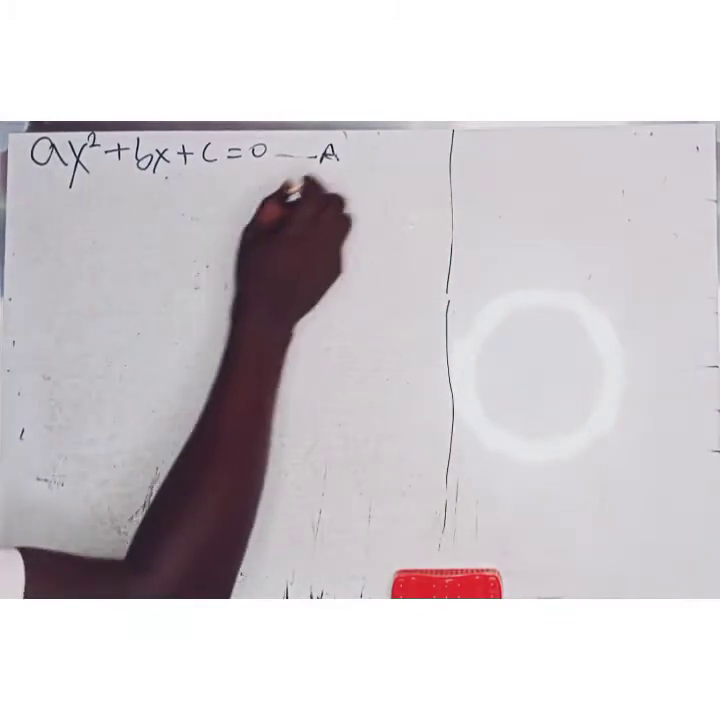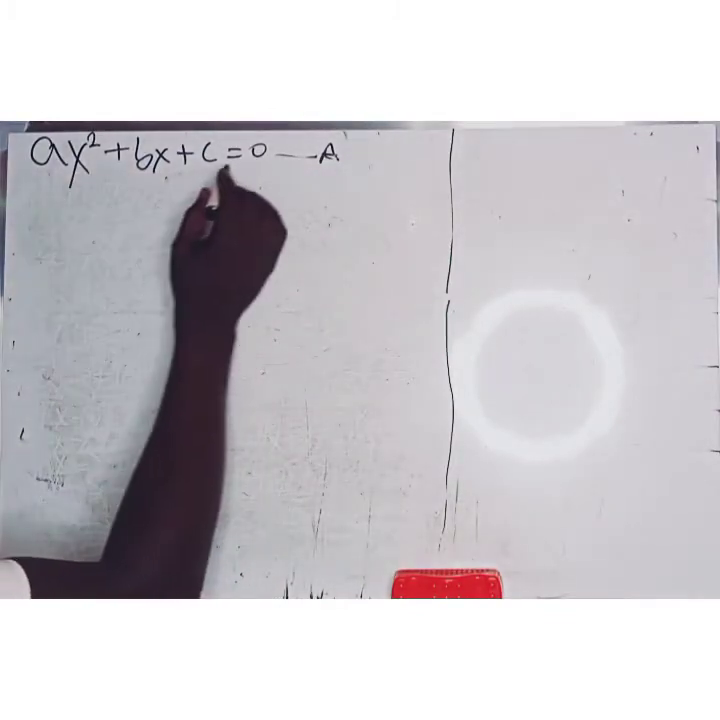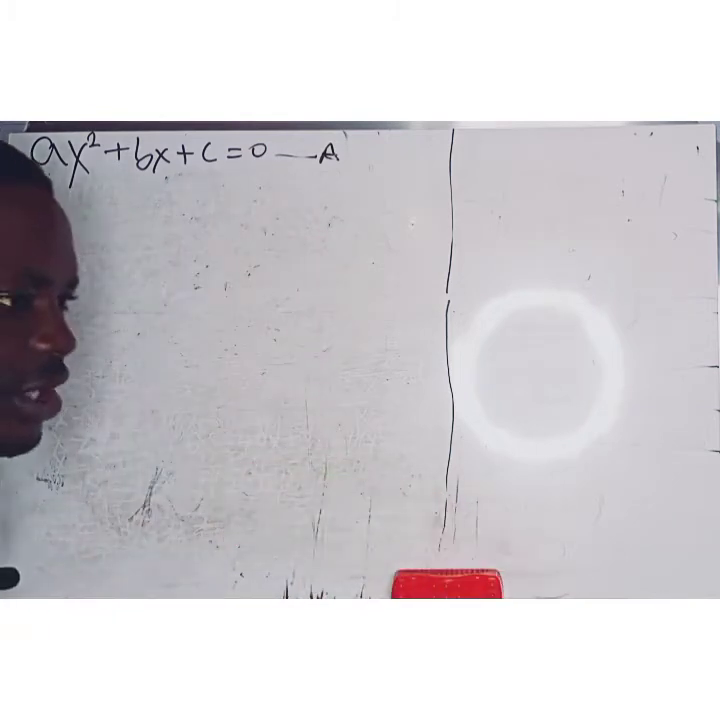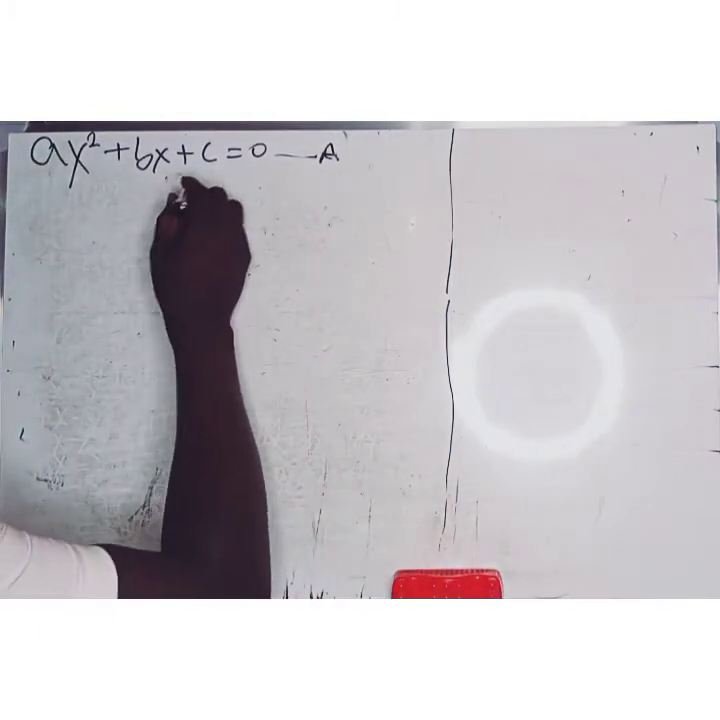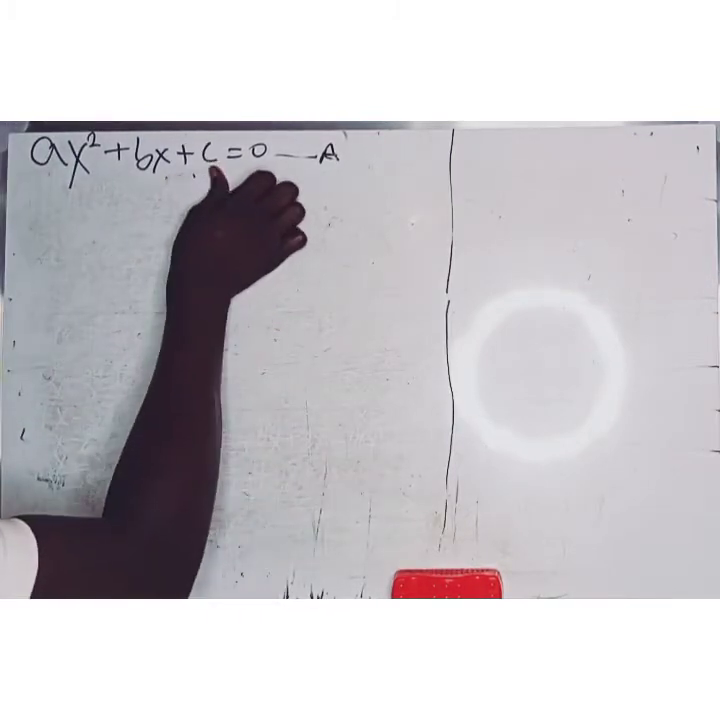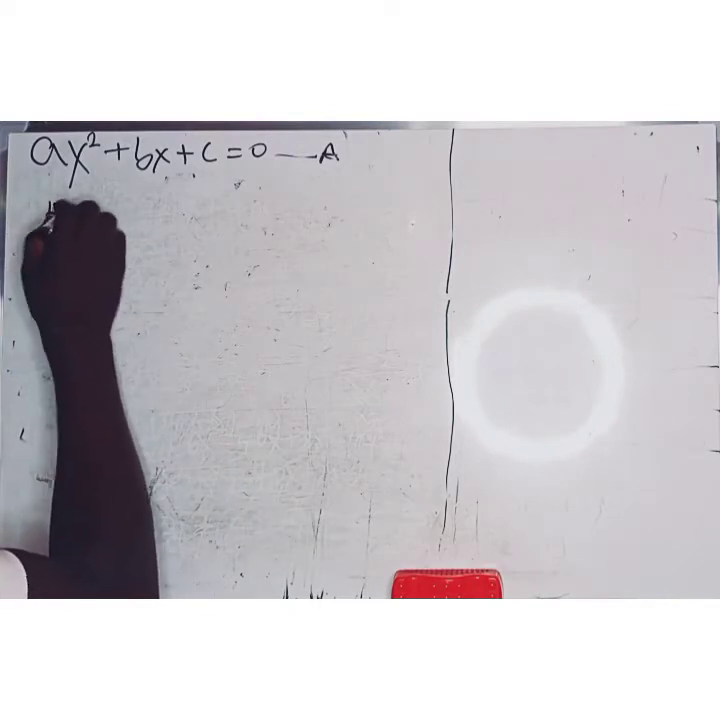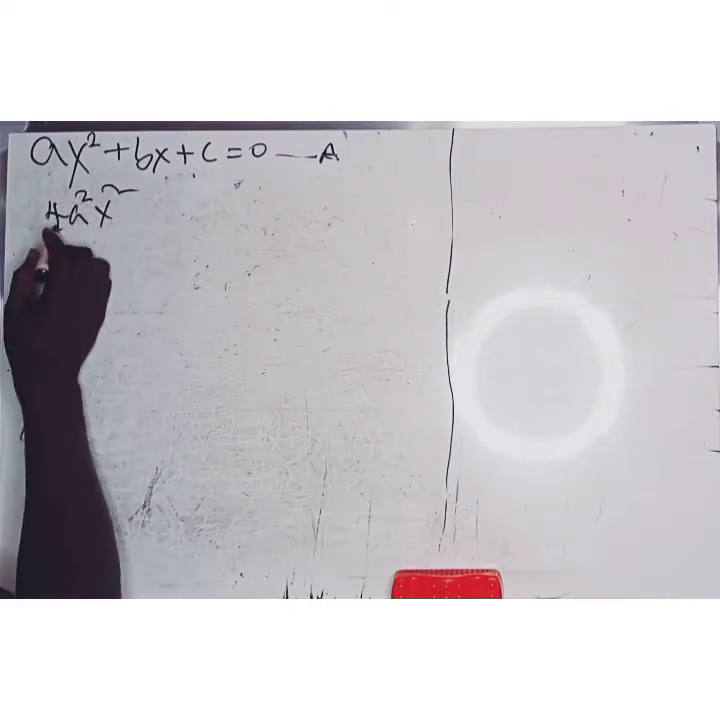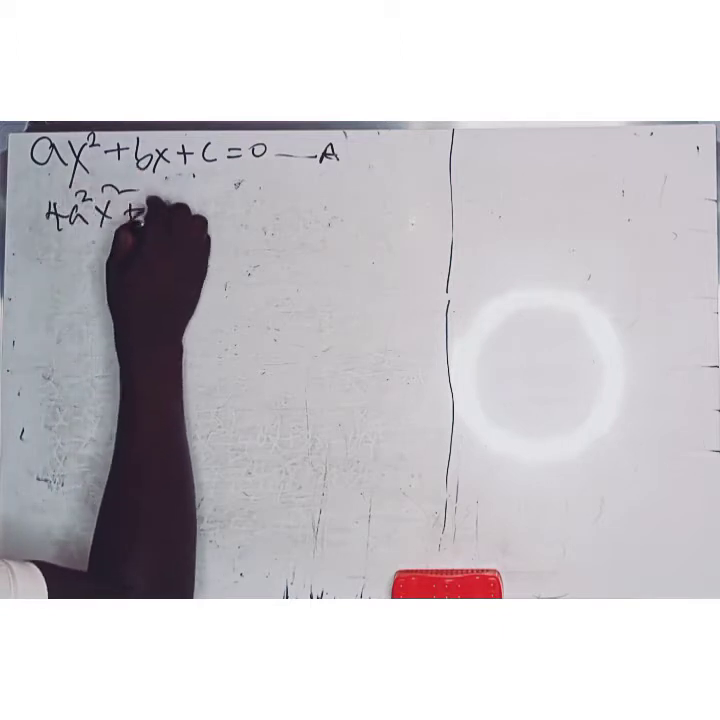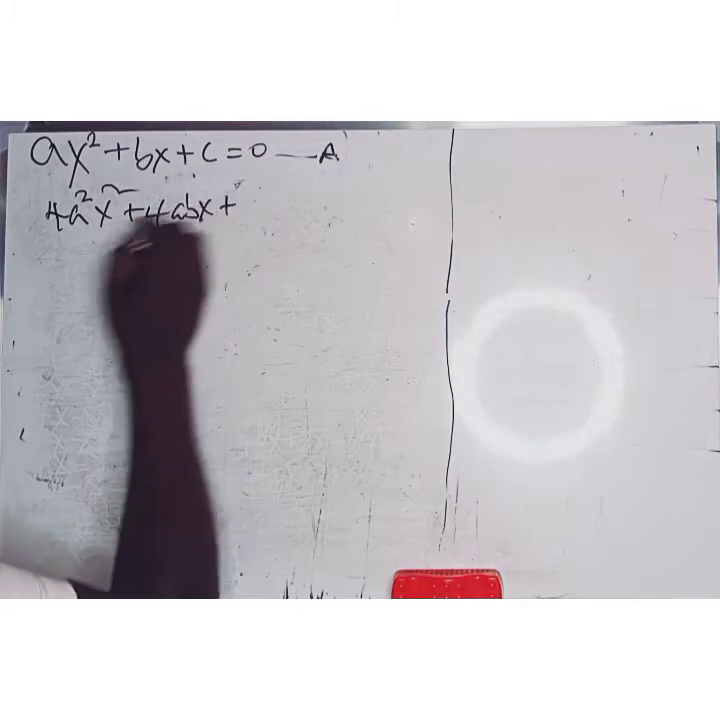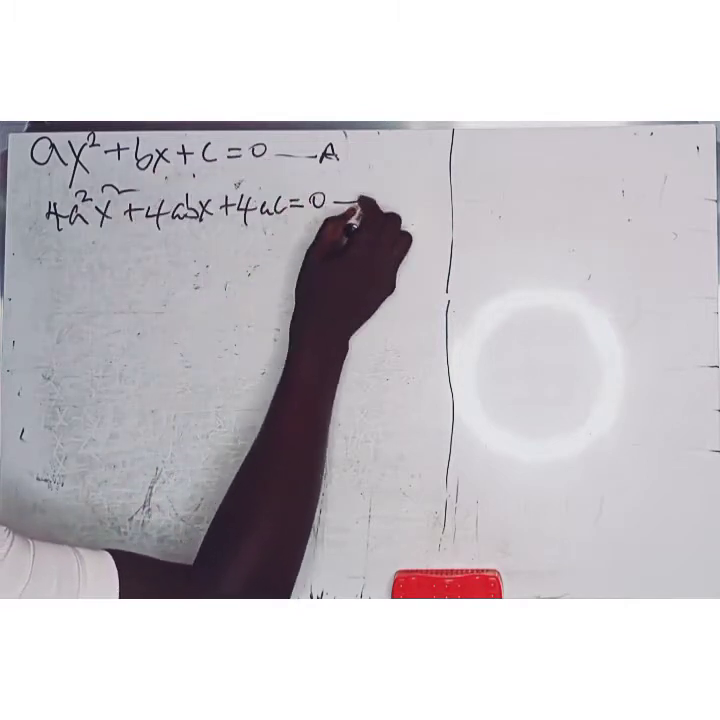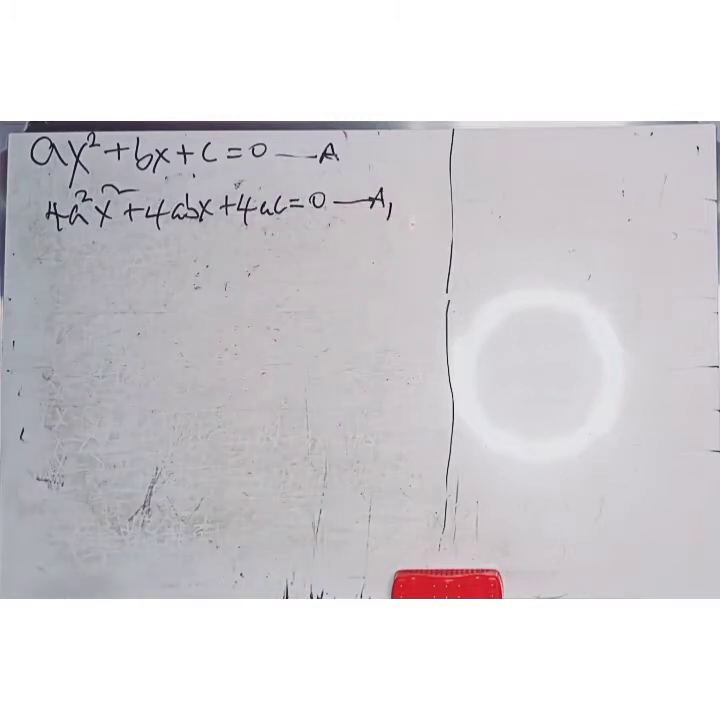This is equation A: ax squared plus bx plus c equals 0. First, I form the equation A1. How? Multiply equation A by a constant 4a. Doing that, I will have 4a squared x squared, because 4a times a is 4a squared x squared, plus 4a times b is 4abx, plus 4a times c is 4ac, and 4a times 0 is 0. Call this equation A sub 1.